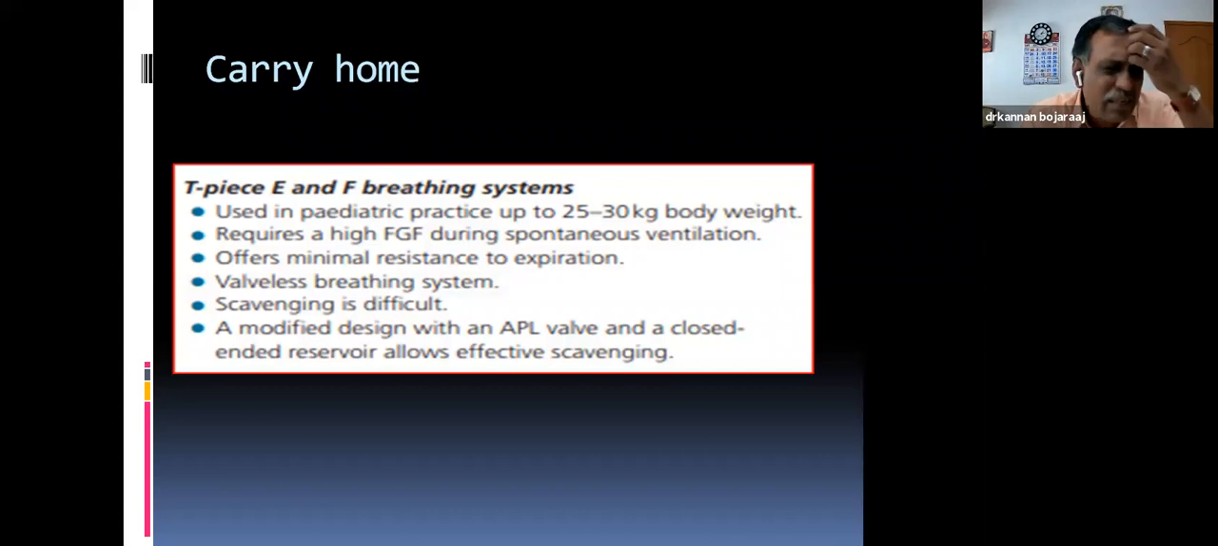And there are some Intersurgical people who are modifying many things and adding an APL valve to the pediatric system, and they are more concerned about scavenging also. They are most concerned regarding scavenging and preventing air pollution in the Western population.